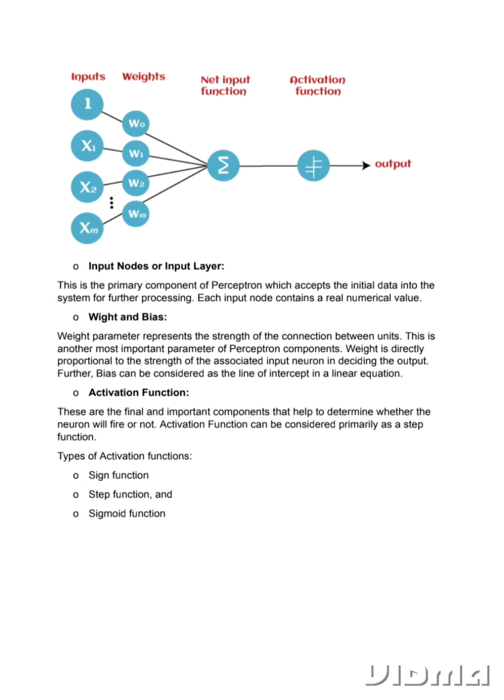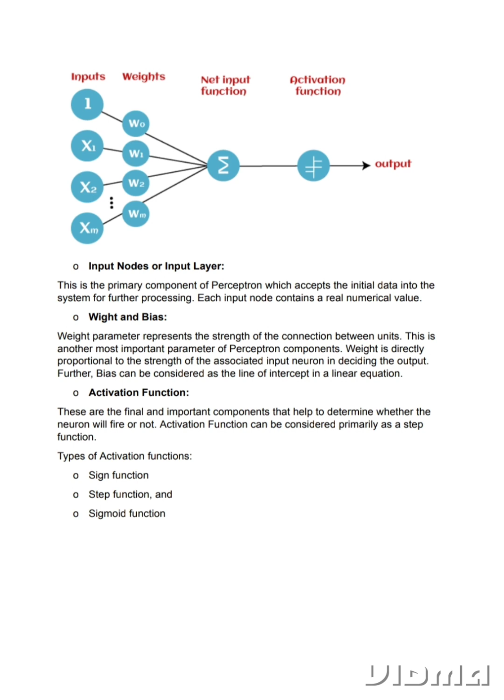2. Weight and bias. Weight parameter represents the strength of the connection between units. This is another most important parameter of perceptron components. Weight is directly proportional to the strength of the associated input neuron in deciding the output.